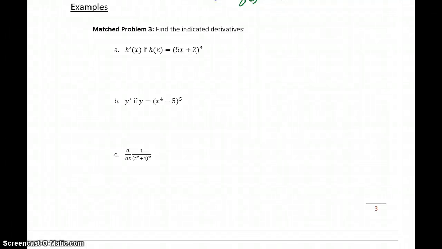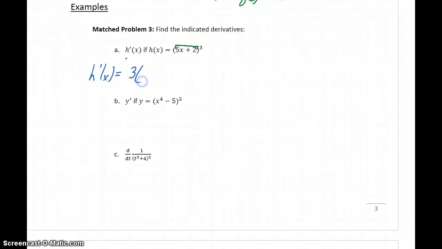So keep in mind that whenever we're differentiating composite functions, the very first thing that we want to identify is our interior function and our exterior function. So in this case, we have 5x plus 2, and that's being plugged into something raised to the third power. So something raised to the third power is a power function, meaning to take the derivative of this function, we're going to apply that general power rule.